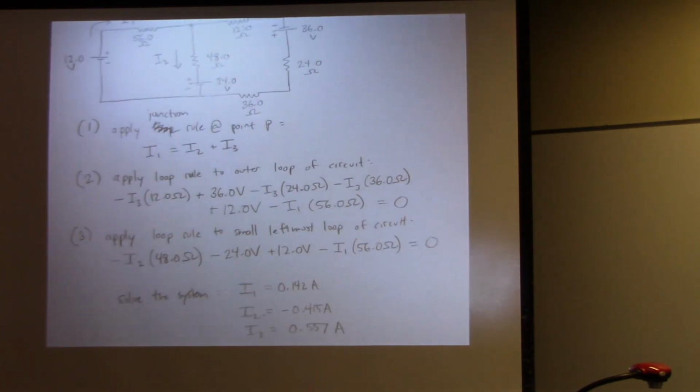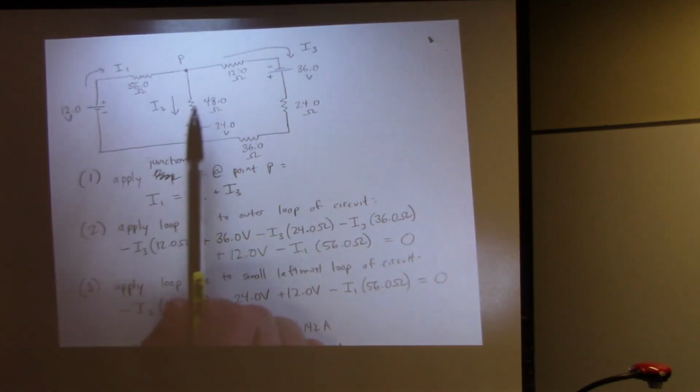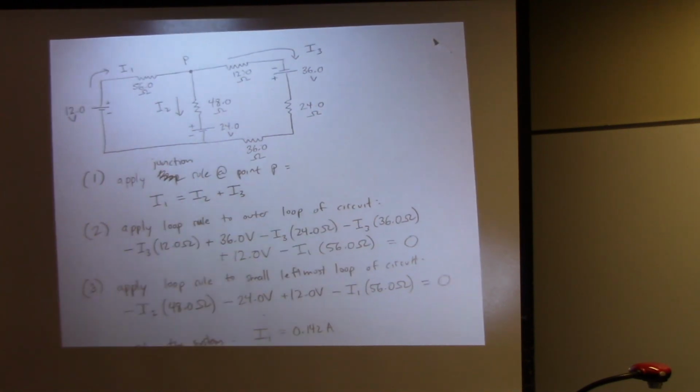So again, the fact that one of these currents, I2, came out negative, it just means the direction we assumed was wrong. It's actually not going down, it's going up. But that's the value.